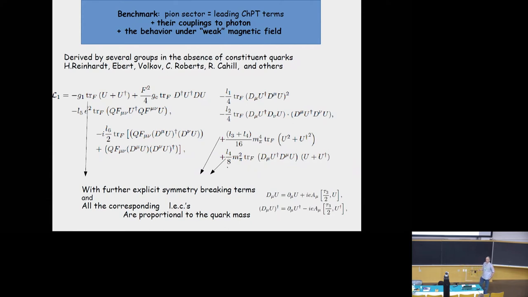So to test this calculation, I calculated the pion sector that people did in the 80s and 90s. Expanding by neglecting the quark currents, I have the expansion that corresponds to chiral perturbation theory. Besides the chiral symmetric terms, I also have the chiral symmetry breaking terms, and the electromagnetic coupling of pions to the photon. So that's all okay. I have expressions for all these coefficients. But this is not new. It was just to check my calculation.